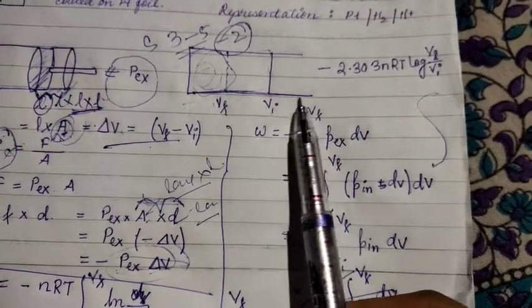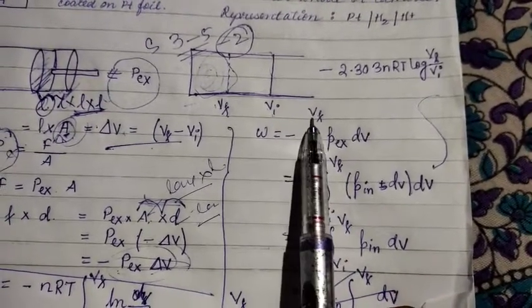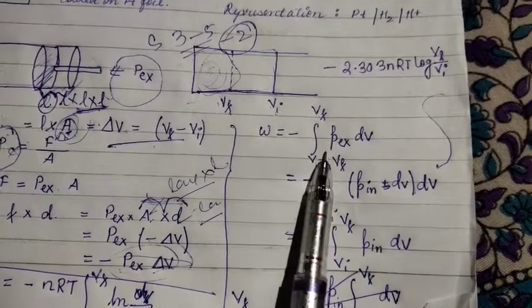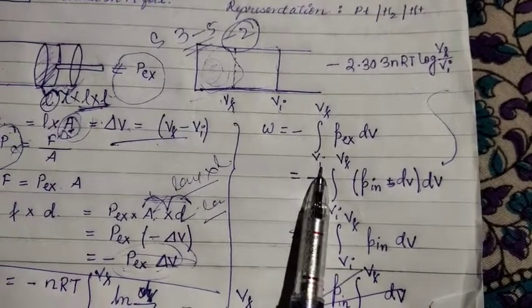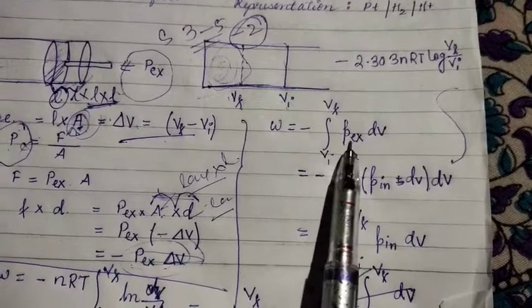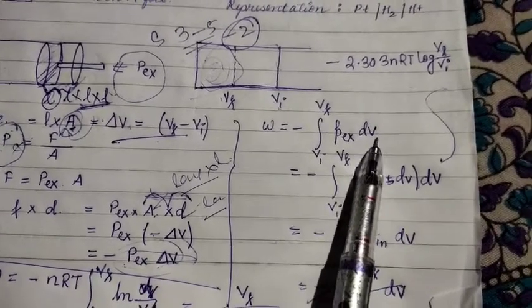Above you have to write the final value. What is the final value? Vf. Initial value is Vi. Next, the term Pex dV.